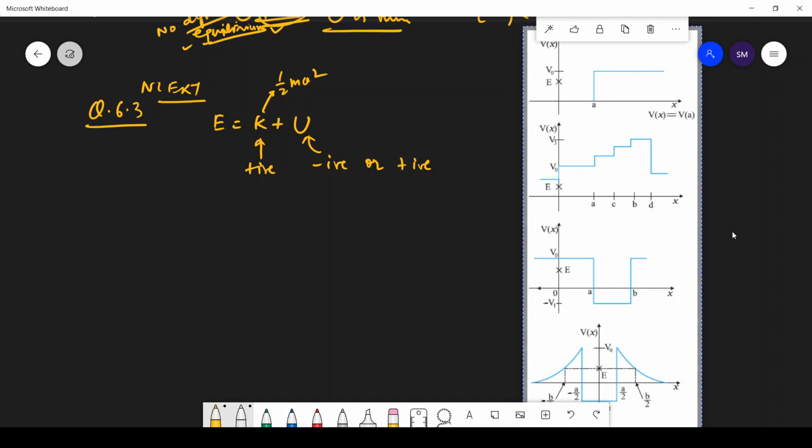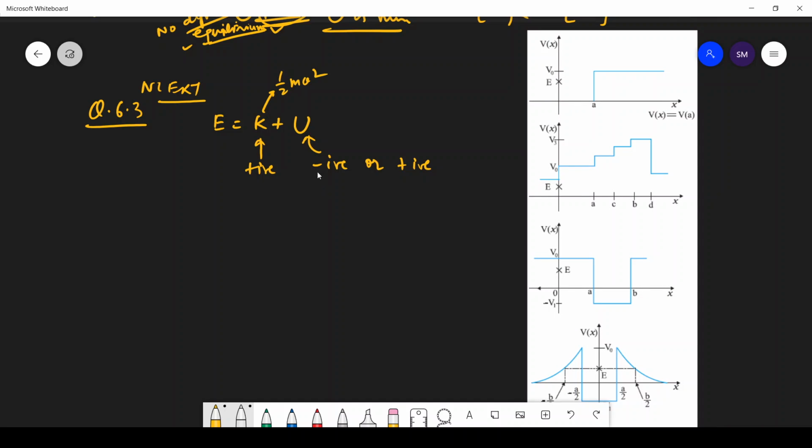So we have only two things in the figure: one is the mechanical energy and one is the potential energy. Kinetic energy will be mechanical energy minus potential energy. So this thing should be positive. It cannot be negative. If it is negative, then that particular potential energy function is not possible.